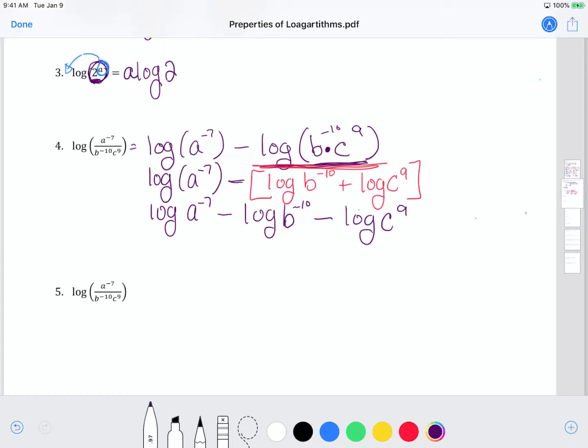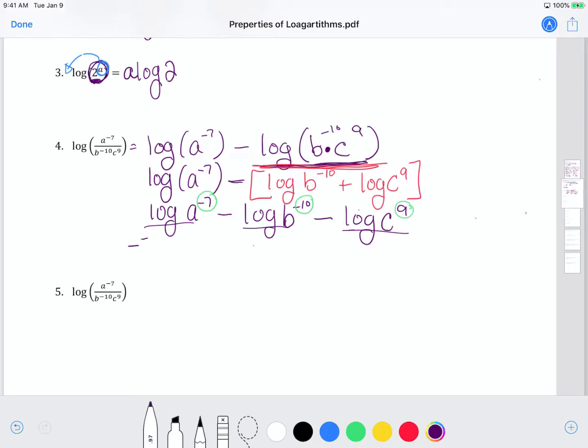Okay, so now I have it so that I have multiple logs, but my last step is to make sure that I don't have any exponents up here. See, I have an exponent here, here, and here. If I still have exponents when I'm expanding, I'm not done. I want those exponents to be pulled down in front. That should be the last step, is to pull those exponents down in front and make them coefficients.